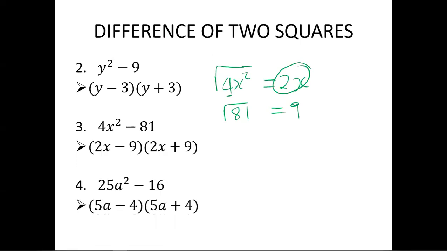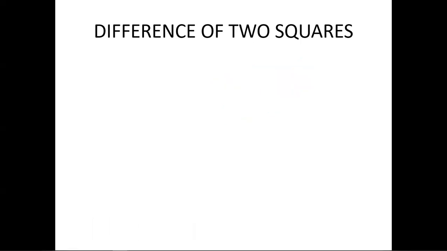What about this? So 25a squared minus 16 will be 5a minus 4, and 5a plus 4 multiplied. So a difference of two squares will always result in a binomial being multiplied with a binomial. Now let's factorize this.